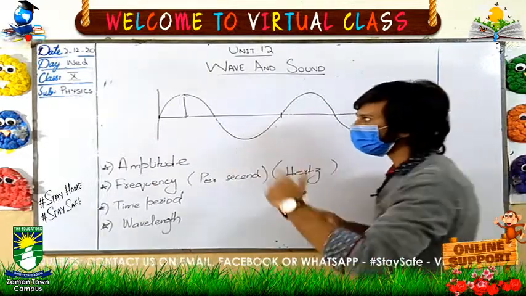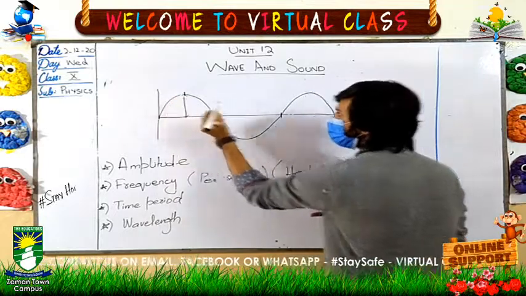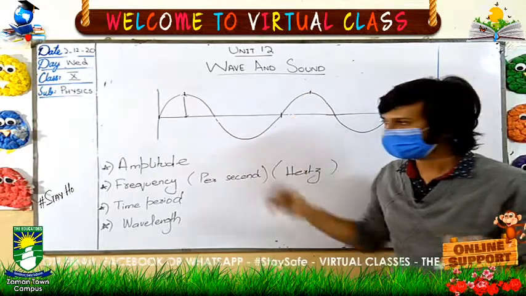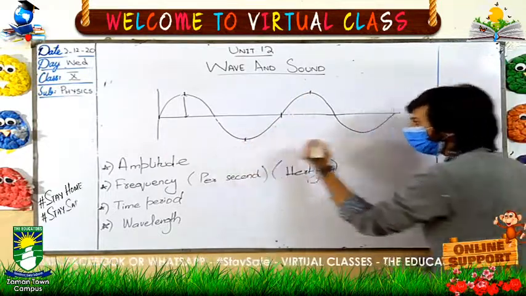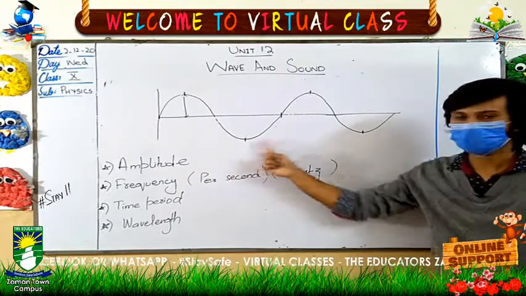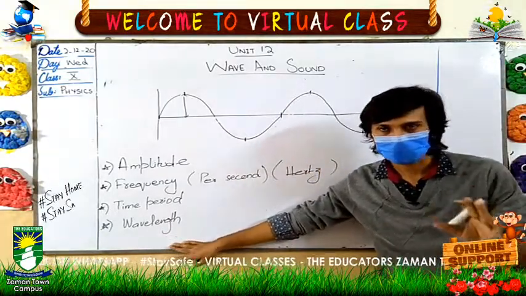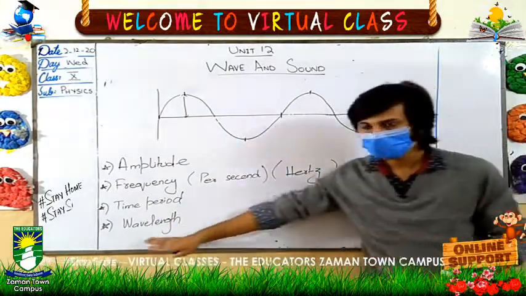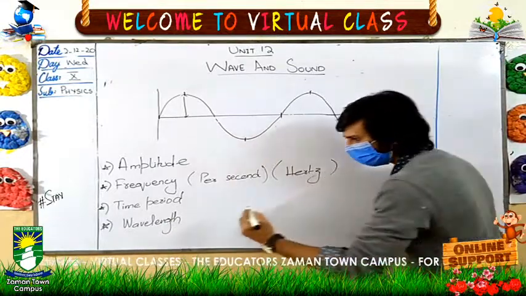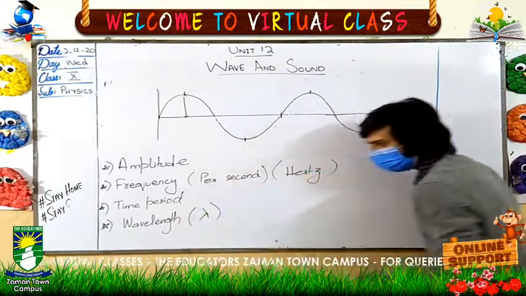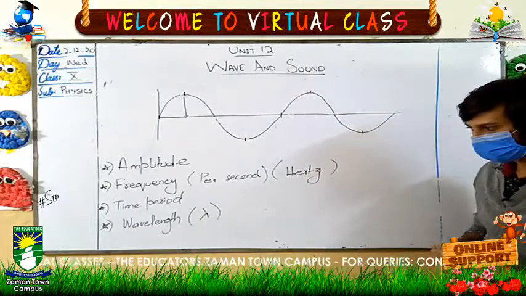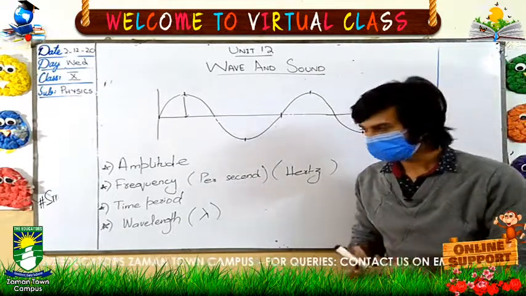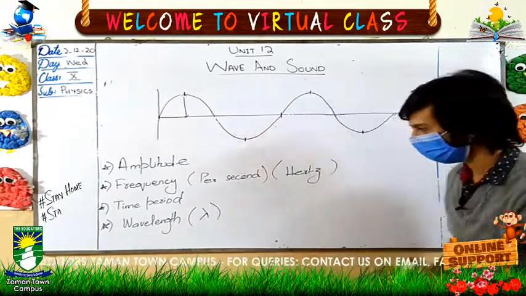The distance from one crest to another crest we call the wavelength. Or the distance from one trough to another trough is also the wavelength. So the distance between crest to crest or trough to trough is known as wavelength, and we represent it by this sign, known as lambda. This is the symbol of wavelength. As wavelength is a length, what will be the SI unit? Meter, obviously.